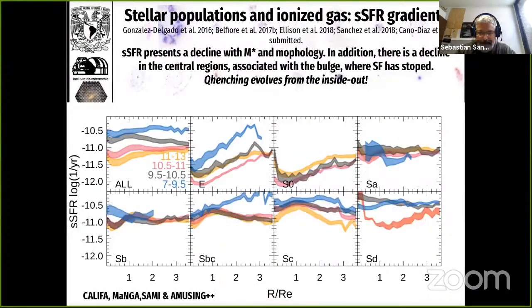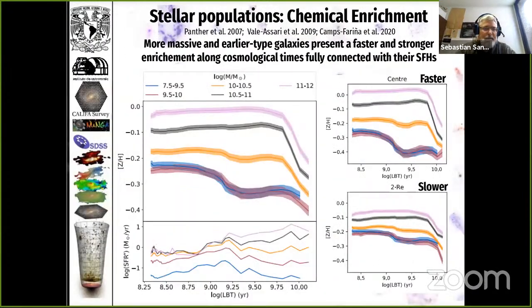Just I jumped over that plot. I think it's relevant to show. Sorry. In here, what we are seeing is how the metallicity changes along the look-back time for different stellar masses. Sorry that I jump back from my conclusions. And you can see that the low mass galaxies, and in the bottom you have the star formation history of those galaxies, have a much flatter star formation history and a less sharp chemical enrichment.